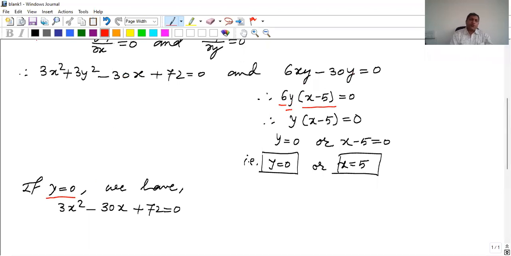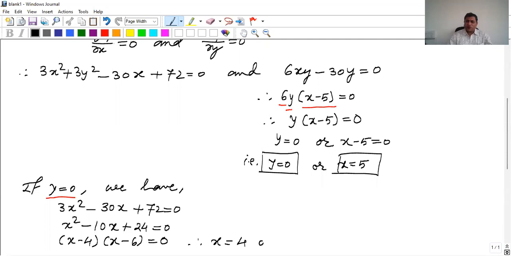Okay. Now, if I consider y = 0, this term will be 0. So these are the terms which we can have. So here we'll be having x². Now, what will this be? This will be 10x. What will this be? This will be 24, equal to 0. Is that okay? Are you getting this? So what will be the factors? (x − 4)(x − 6) = 0. Are you getting these factors? So we'll be having x = 4 or x = 6. So when y = 0, either x = 4 or x = 6.